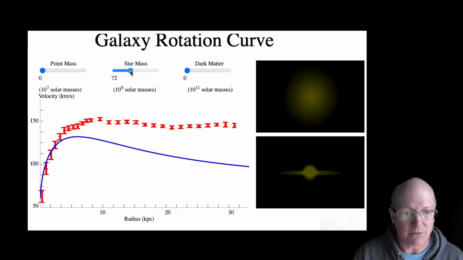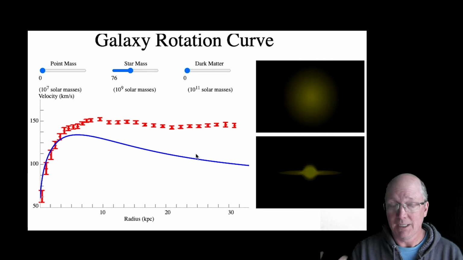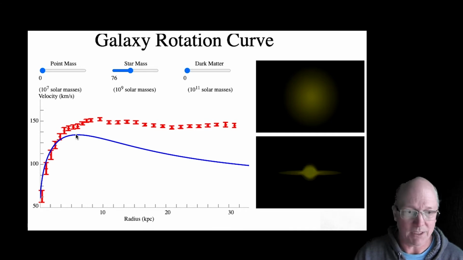And I can start to play around with this and try to match the curve. So I'm going to drop this point mass down so I get something that matches the data. And it turns out there's really not that much mass located in the center. I can put a little bit in, but it actually matches the data more to put almost none. Right? It tells us that most of the mass of the galaxy is distributed throughout it.